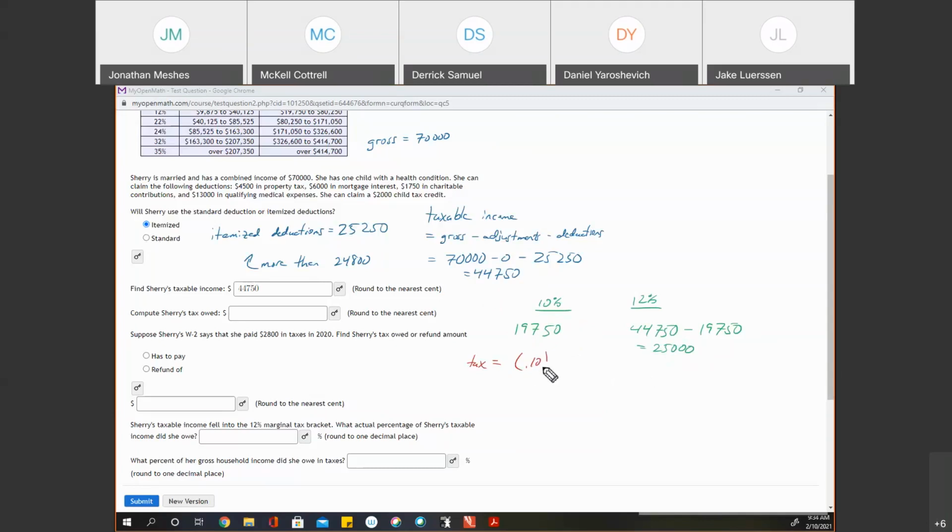So we have 10% of 19,750 and 12% of 25,000. Okay, so 10% of 19,750 is 1,975, and 12% of 25,000 is 3,000. So when I add those up, I get 4,975.